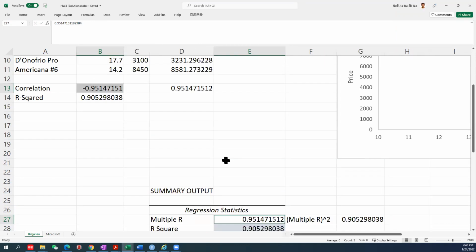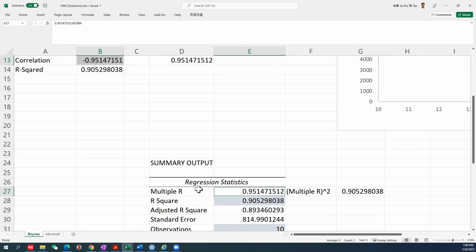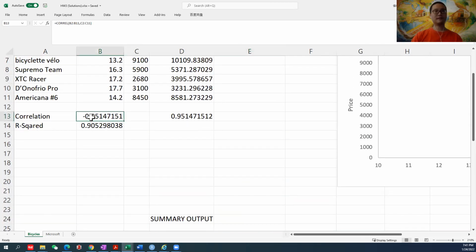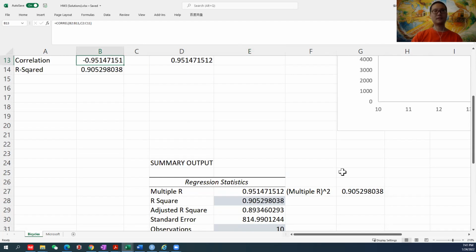Wait, Jerry, that's a coefficient of determination, right? Not the correlation coefficient. I thought the correlation coefficient is R squared. No, the correlation coefficient is this one. The coefficient of determination is R squared, is this one. Oh, okay.